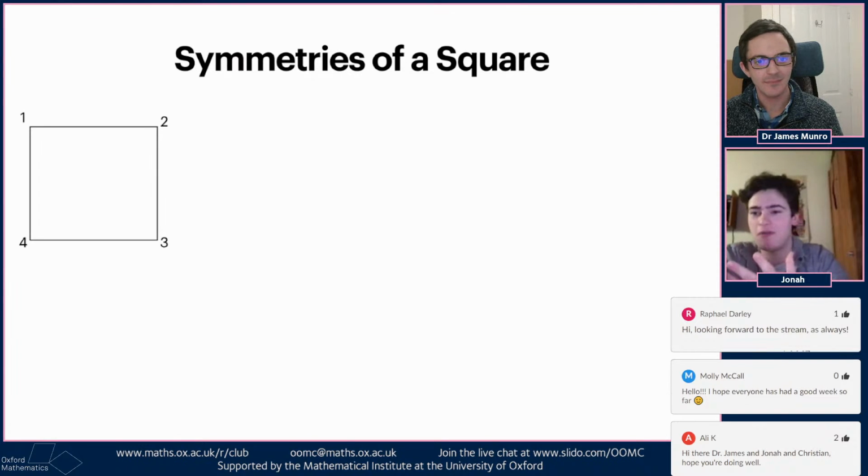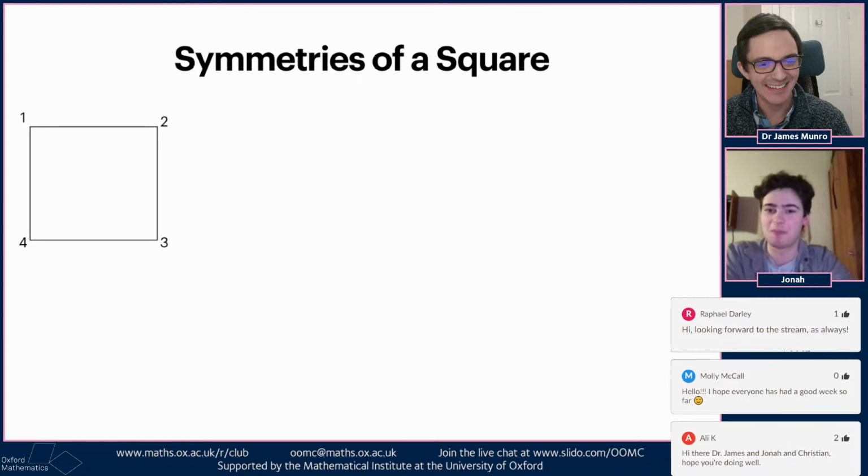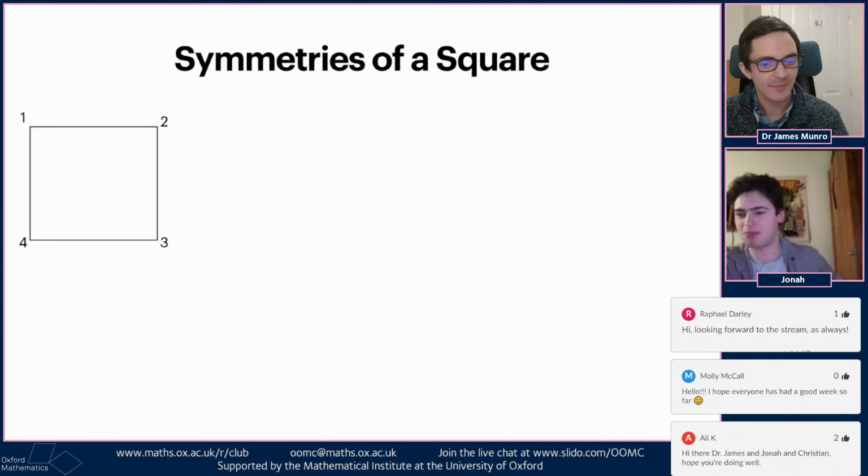So I thought I'd give you guys a bit of a chance to see if you can think of any symmetries of a square. I promise it's not a trick question. They're relatively basic ideas that you might have covered even back in primary school. But I thought I'd give you a second maybe in the chat, see if you can come up with any nice ideas.